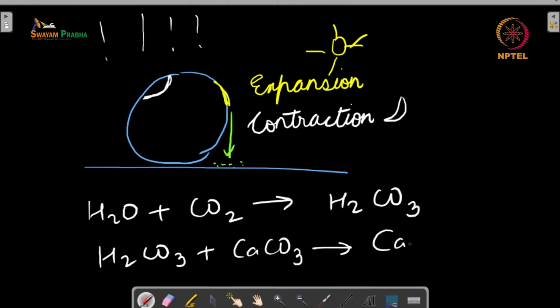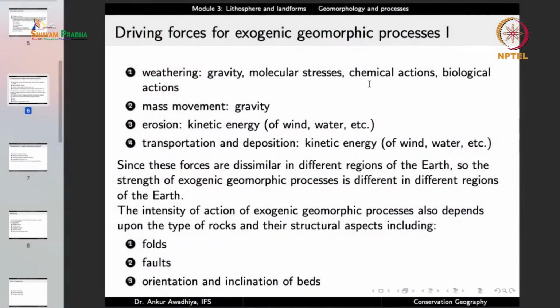Why? Because it will lead to the formation of calcium bicarbonate, and calcium bicarbonate is soluble in water. So, when this happens, this portion, the white portion, it will get dissolved, and when it gets dissolved, the portion that is on the top of it now becomes free. So, this is a fragment that has been created by a chemical process. So, chemical agents' actions also play a role in weathering.